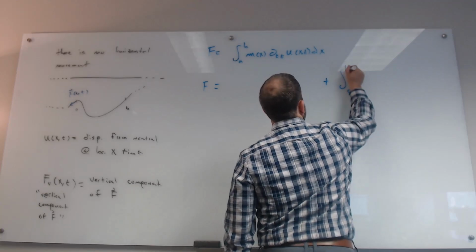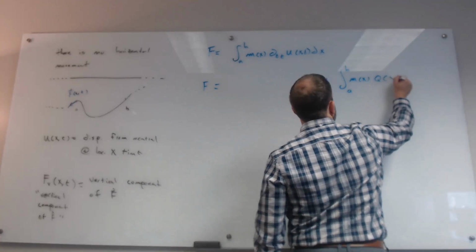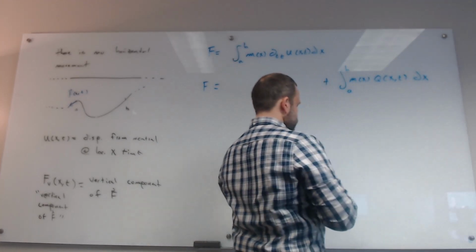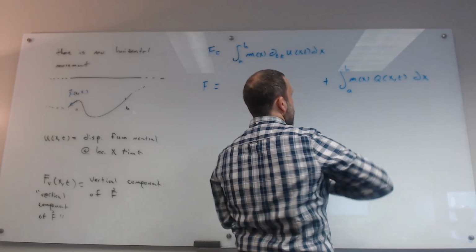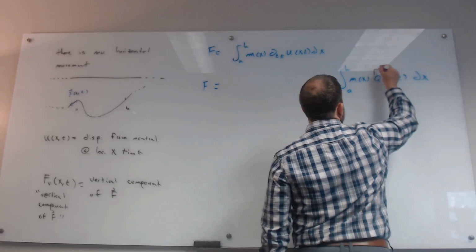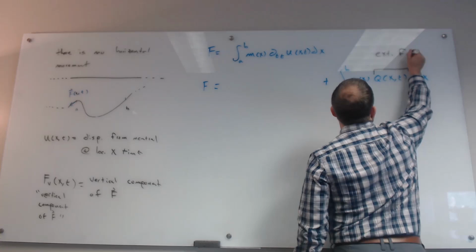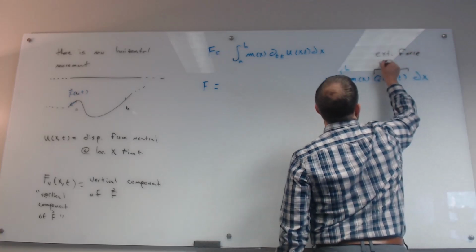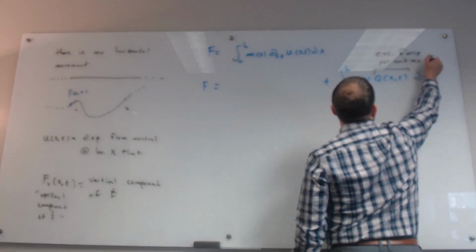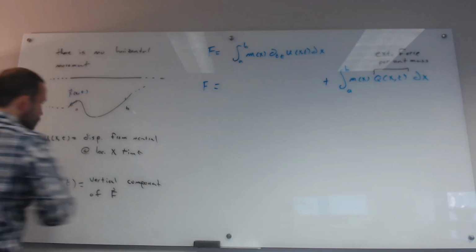This is going to be the integral from A to B of m of x, q of x,t dx. And what is this? Well, m is mass density, so m times dx gives us mass. So this is external force per unit mass.